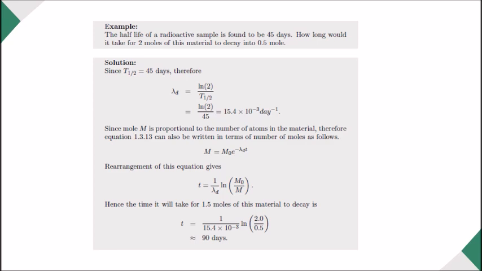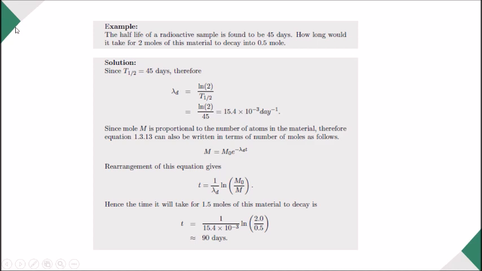Since the mole m is proportional to the number of atoms in the material, the above equation can be represented as m is equal to m0 e raised to minus lambda_d t. Here we have replaced N with the mole m and m0. The rearrangement of this equation gives t equal to 1 by lambda_d ln m0 by m, and the time it will take for 2 moles of this material to decay to 0.5 moles is t equal to 1 by 15.4 times 10 raised to minus 3 times ln 2.0 by 0.5, which is 90. Then the answer is 90 days. Just try to do this problem, to understand what we have done for the t half case.